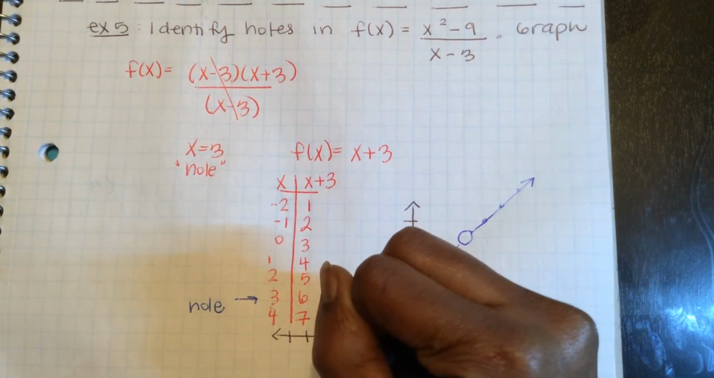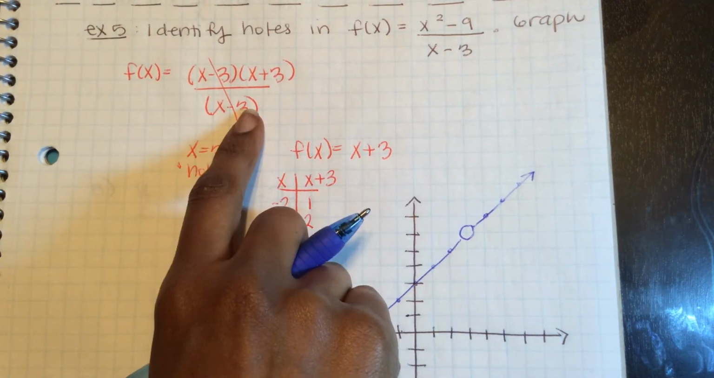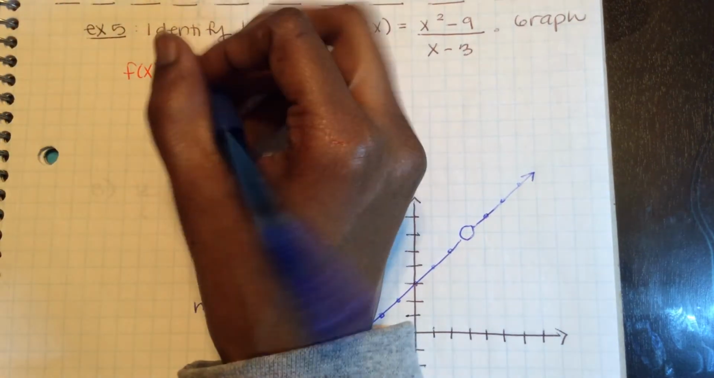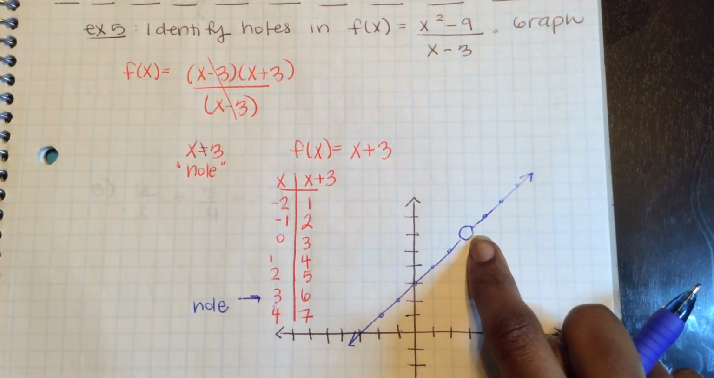So it simplifies to be a linear function, but since it is undefined at x equals 3, that means x cannot equal 3. So we need to do an open circle there. So this is a hole in a function.